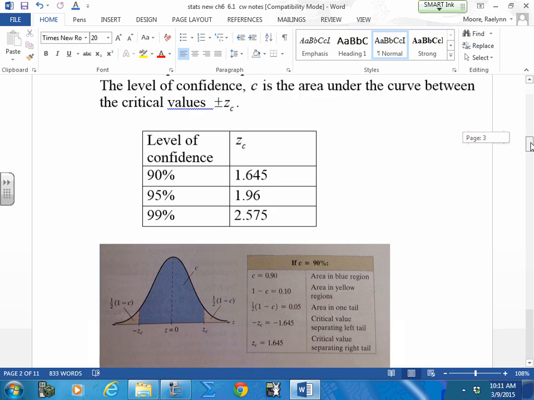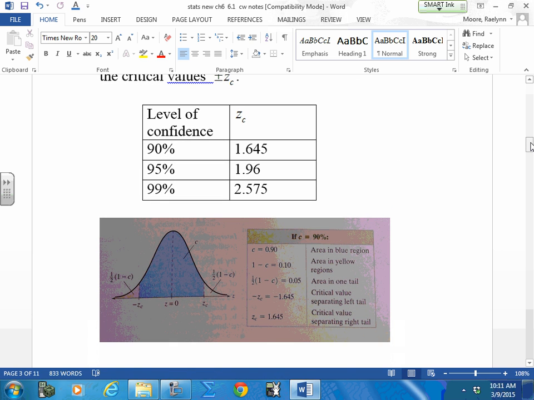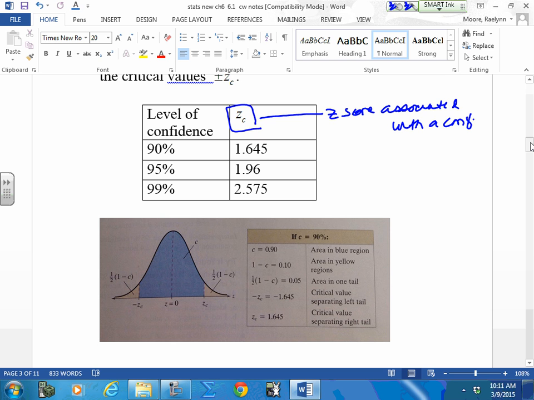Now, key to this is this piece right here. And I put this on your notes as well. So pick up your note page because we're going to do some of these together. To find your Zc, the Z-score associated with that confidence level. You need this for your formula.